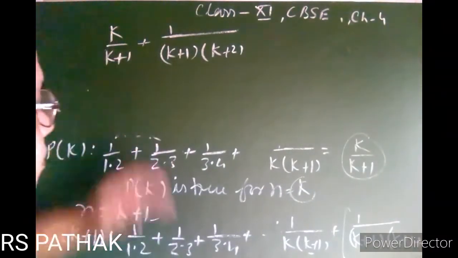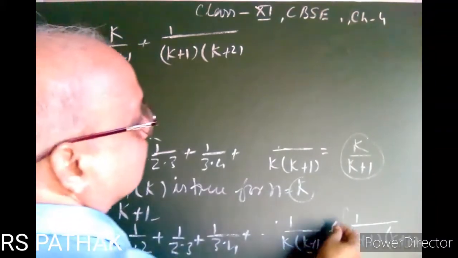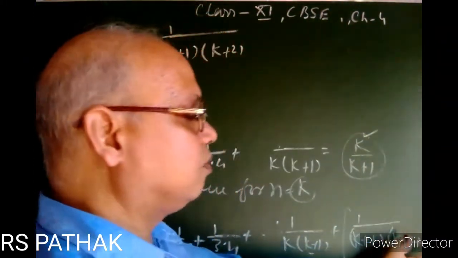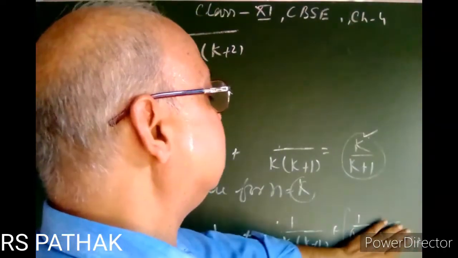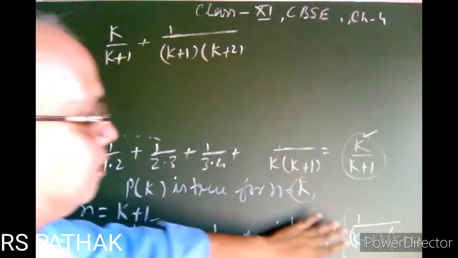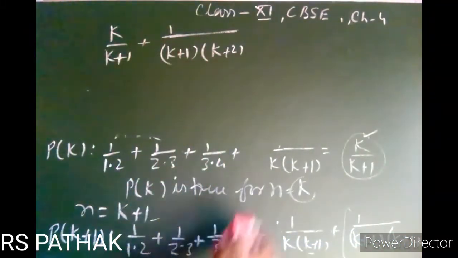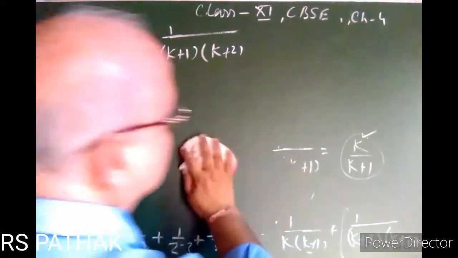This is the sum of the kth term here, and this is the added extra term. This extra term will be added on the right hand side. Therefore, I have added it. Now there is no need to write it, so I rub it.